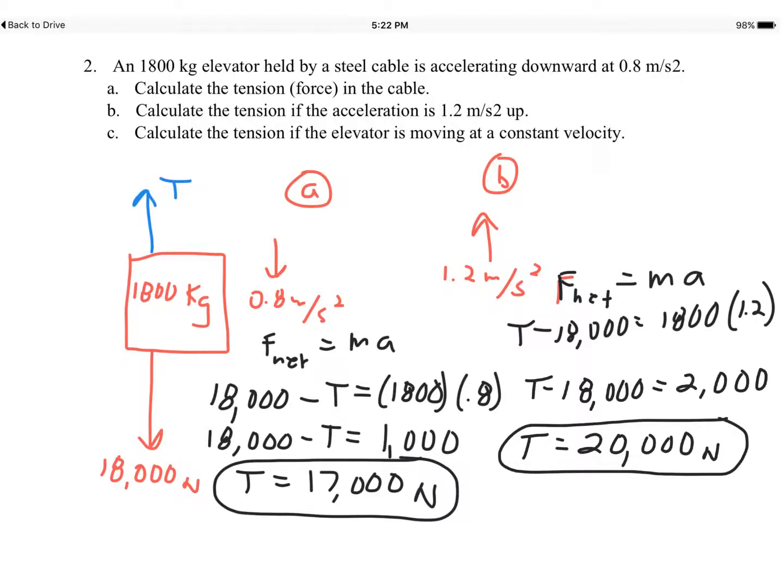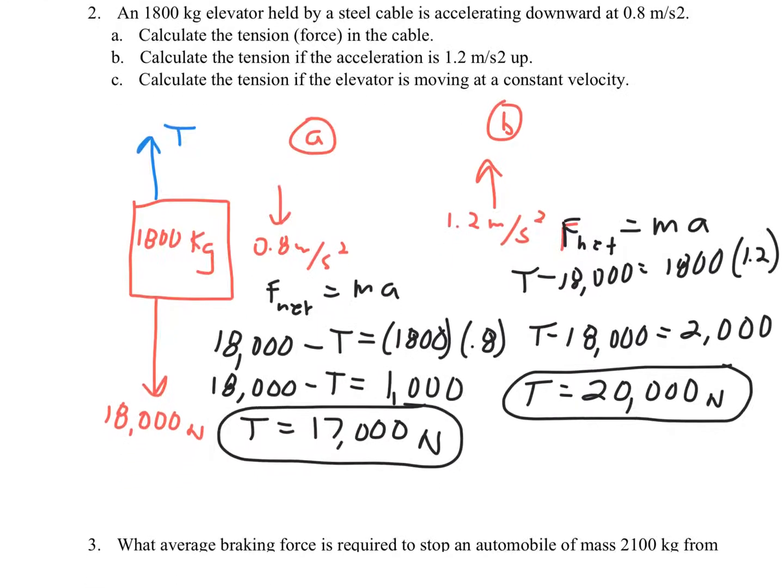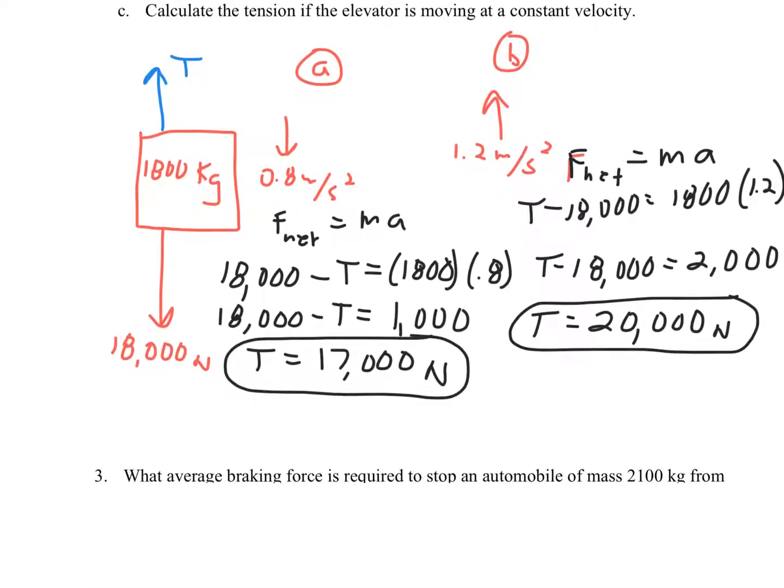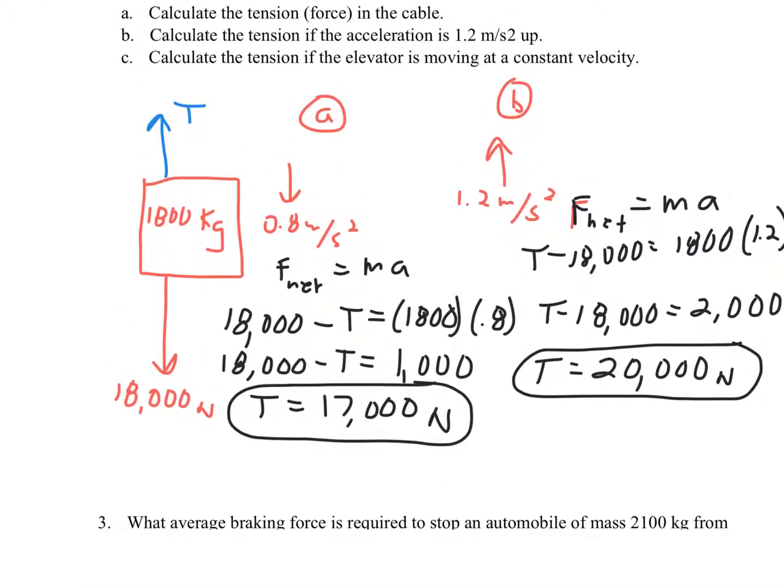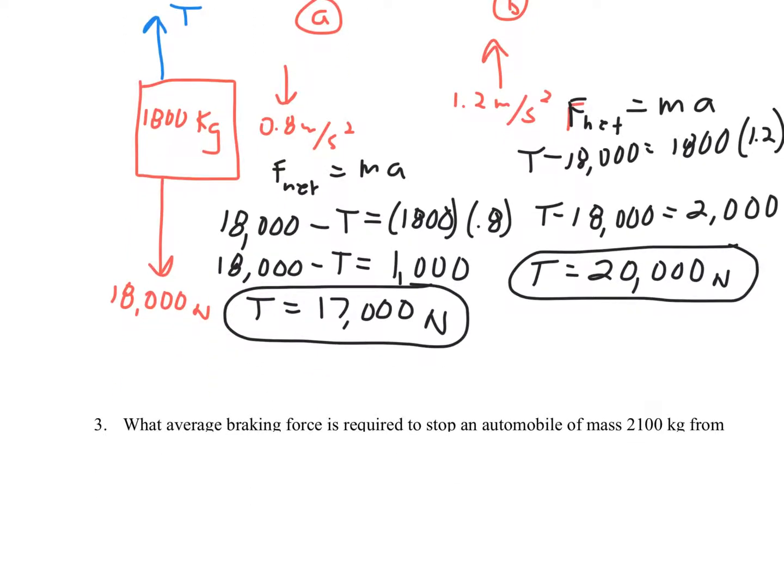And finally here, we have the elevator moving at constant velocity. It doesn't say whether it's moving up or down, but it doesn't really matter, because to move at a constant velocity, this is one of those that's so easy it's hard. The answer has to be in part C that the tension must equal 18,000.